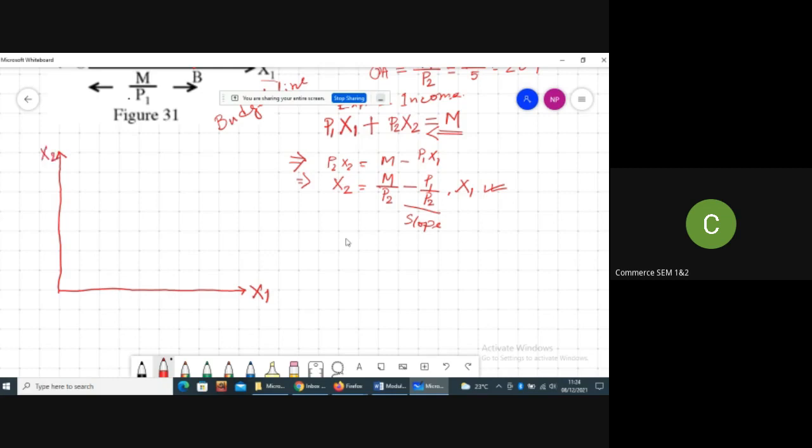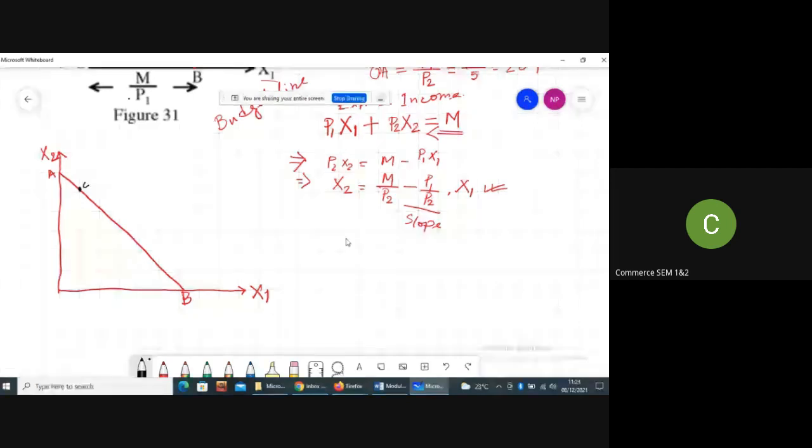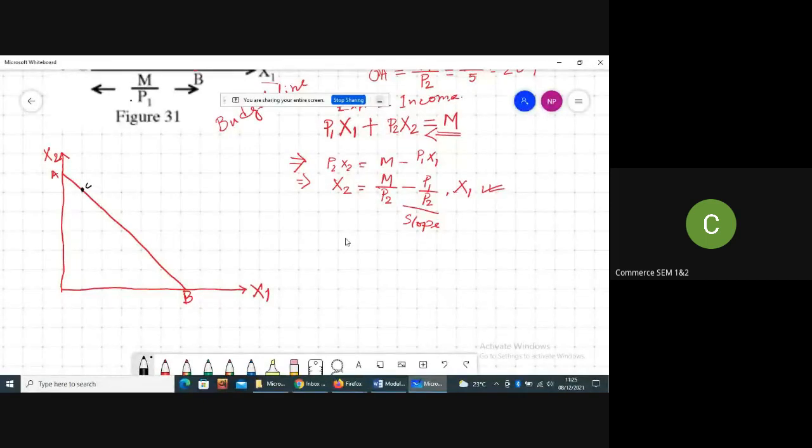So as before, we are measuring x1 and x2 in two axes. Now let us draw a budget line like this. So this is your AB budget line. Now, say you are at this point on the budget line, say point C. Now from point C, you want to move to point D here.